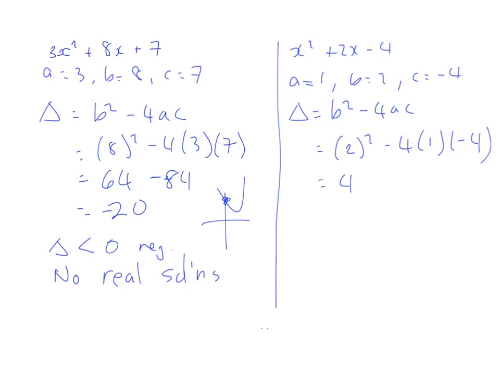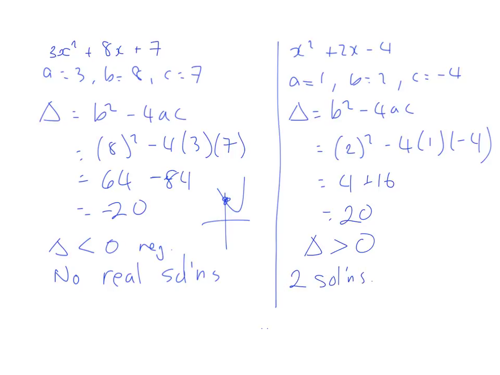So my 2 squared is 4, and then I've got negative 4 times negative 4, which is going to give me my plus 16. So that's going to equal 20. So that means it's greater than 0. So my discriminant is greater than 0. So I'm going to have two solutions.